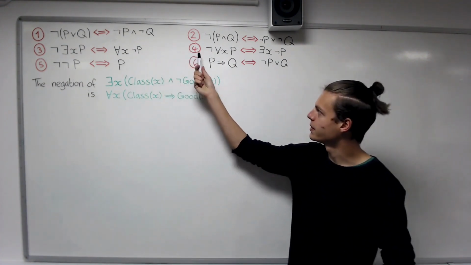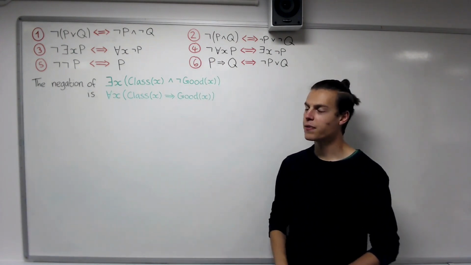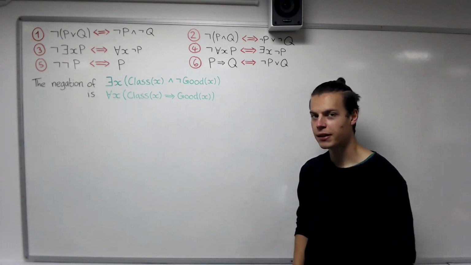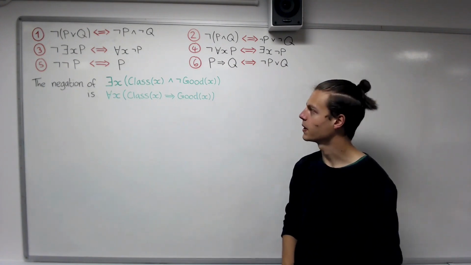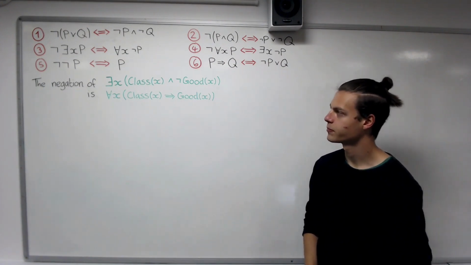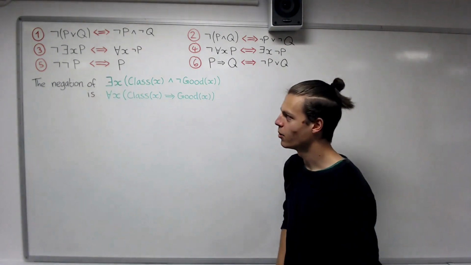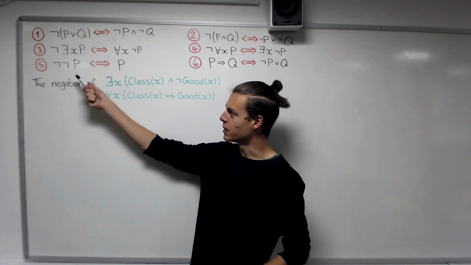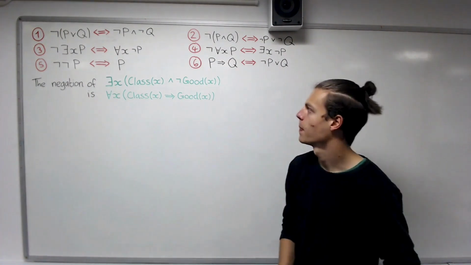Similarly, law 4, the statement on the left, says it is not the case that for every X, P holds. Well, this means that there must be some X for which P does not hold, and vice versa, right? Law 5 is probably the first law of logic that many of you have encountered, the law of double negation. So not not P is equivalent to P.